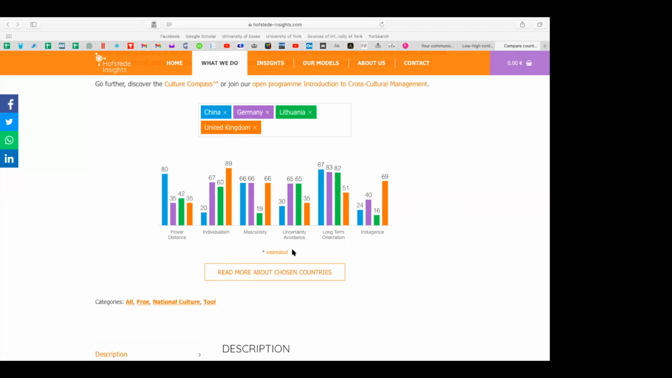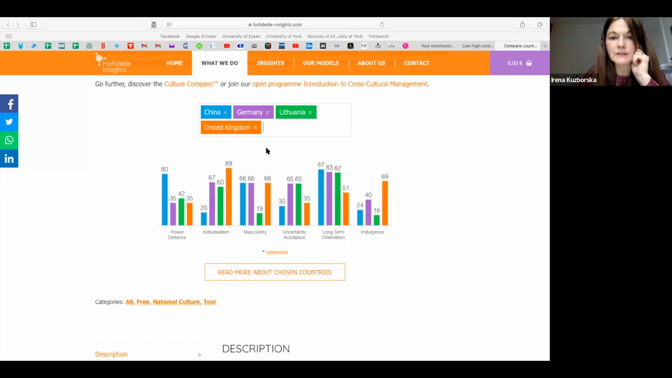Yes. So if you look at these countries, let's say Lithuania and United Kingdom, you see there are differences in terms of, for example, uncertainty avoidance. As I said, Lithuania is a very high uncertainty avoidance culture, and I myself have noticed this, and the United Kingdom is a low uncertainty avoidance culture. For them, uncertainty is just normal. And if you look at Germany, it would be similar to Lithuanians.